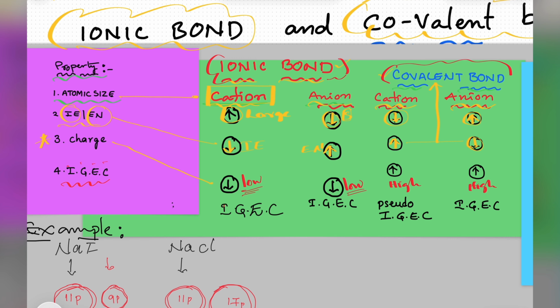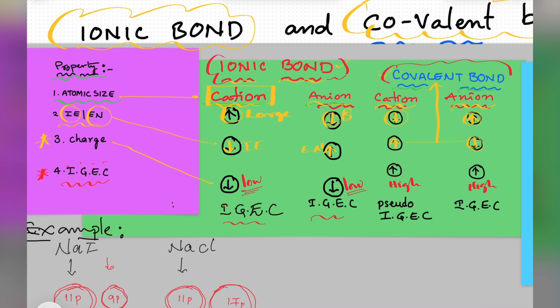So that is compulsory here. This is compulsory for inert gas electronic configuration, noble gas electronic configuration. Every cation and anion must possess inert gas electronic configuration before participating in bonding. That is ionic bonding. Clear? So before bonding, everybody should be stable. Isn't it? That is the concept here.